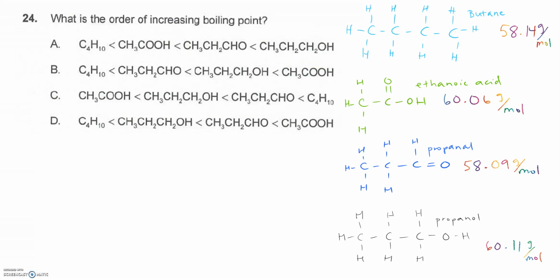Okay, this one we're looking at boiling points, and we're looking at increasing boiling points. So that means that we are going from the lowest to the highest boiling point. And as you can see in my multicolored ink over here, each of these masses are right around 60 grams per mole. And so they're kind of taking the mass portion out of this problem, out of the way.